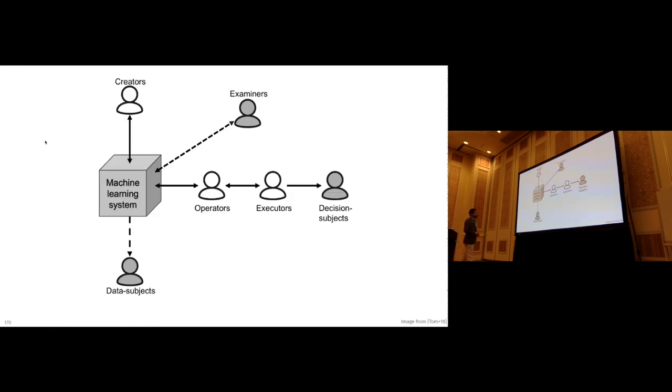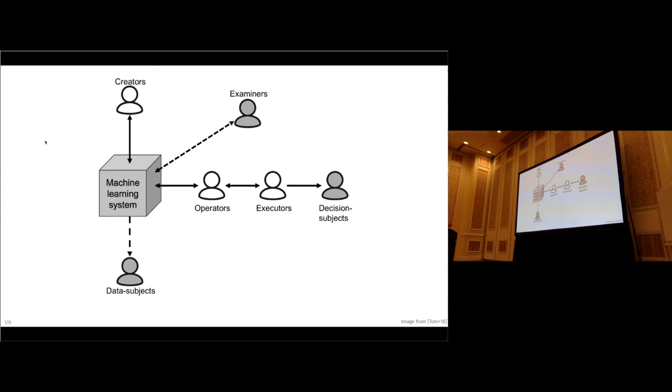So given a machine learning system, you might have the creator of the machine learning system that are affected here, which means that you might want to have a sort of explanation that is borderline with debugging there. You want to see whether your system is actually working.